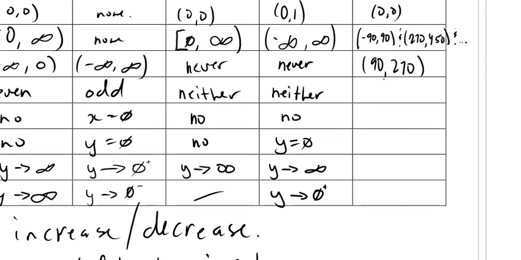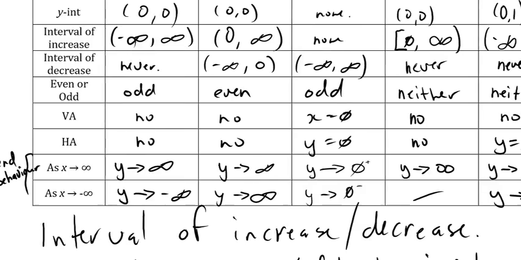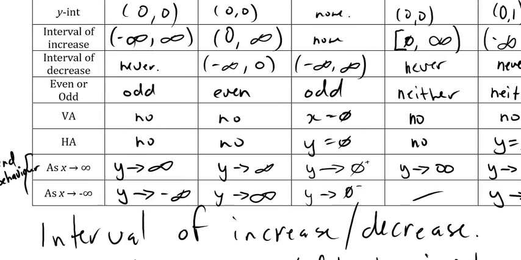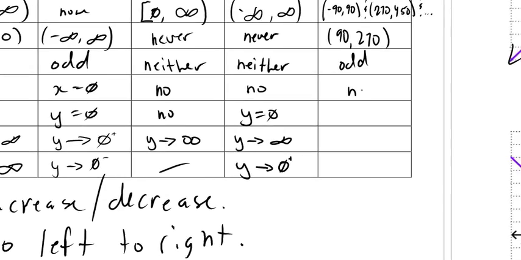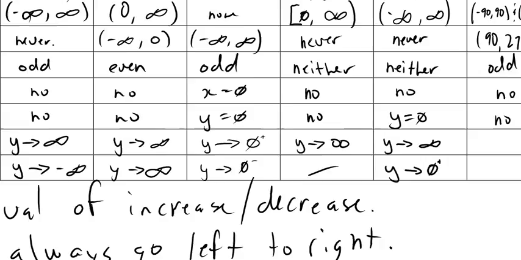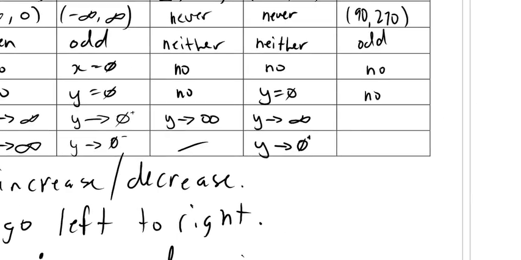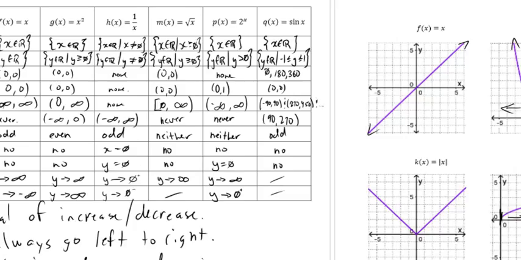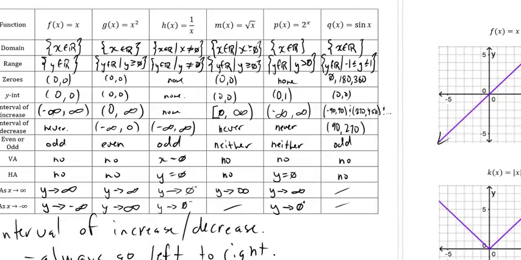Even or odd, so it is odd. It is symmetrical if you rotate it around. No asymptotes. And it doesn't really have end behavior in the same sense, because it fluctuates. Depends on where you are in the cycle. Okay, and that is the end of that big table of all the properties.